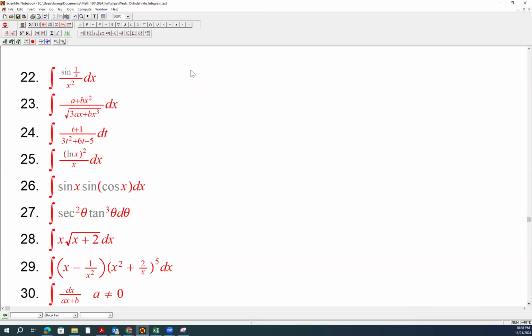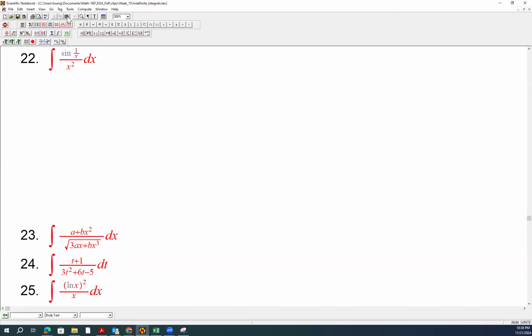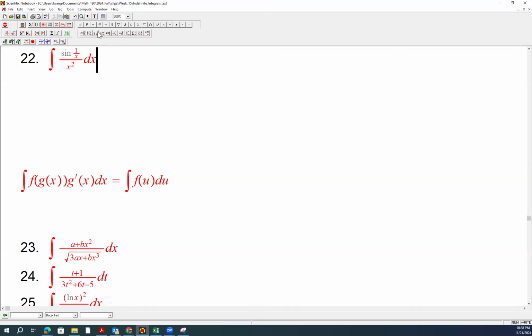Number 22. We're going to use u equals 1 over x. So du would be equal to negative 1 over x squared dx. We got 1 over x squared under dx, right? So you can see this piece is just negative du. So bring this part over.